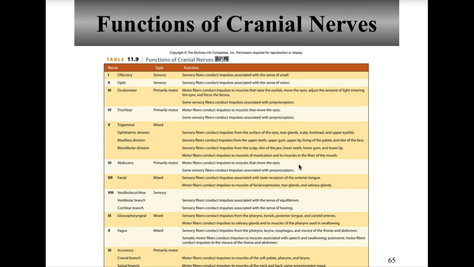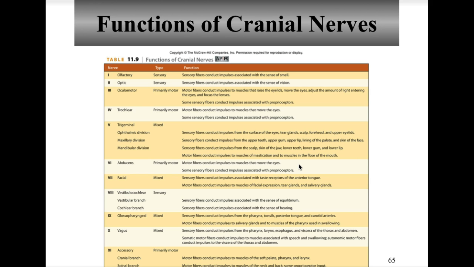So here is a chart illustrating the functions of the cranial nerves. You have olfactory, optic, oculomotor, trochlear, trigeminal, ophthalmic division, maxillary division, mandibular division. You have the abducens, the facial, the vestibulocochlear, the glossopharyngeal, the vagus, and the accessory. And then you have also in there the hypoglossal.